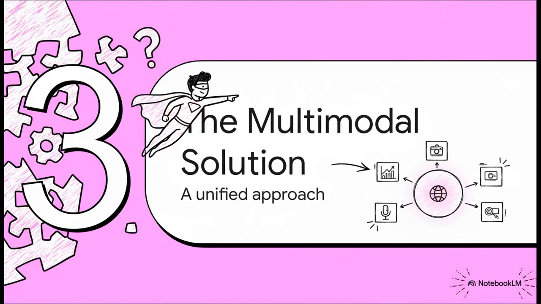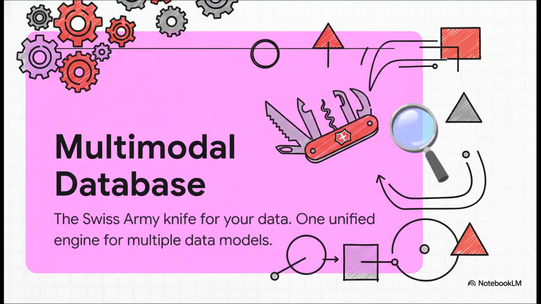But what if there was a better way, a much better way? What if you didn't have to stitch all those different systems together? Well, this is where the hero of our story finally makes an entrance: the multimodal database. Seriously, if there is one thing you take away from this explainer, it's this idea right here. Just think of a multimodal database as the Swiss Army knife for your data. It is one single, unified database engine that's built from the ground up to handle multiple data models. No more patchwork, just one amazing tool for the job.